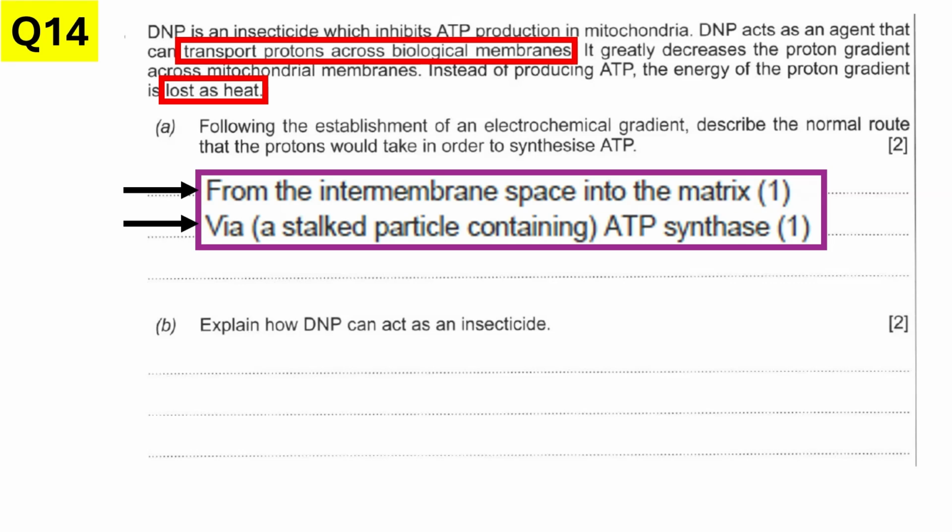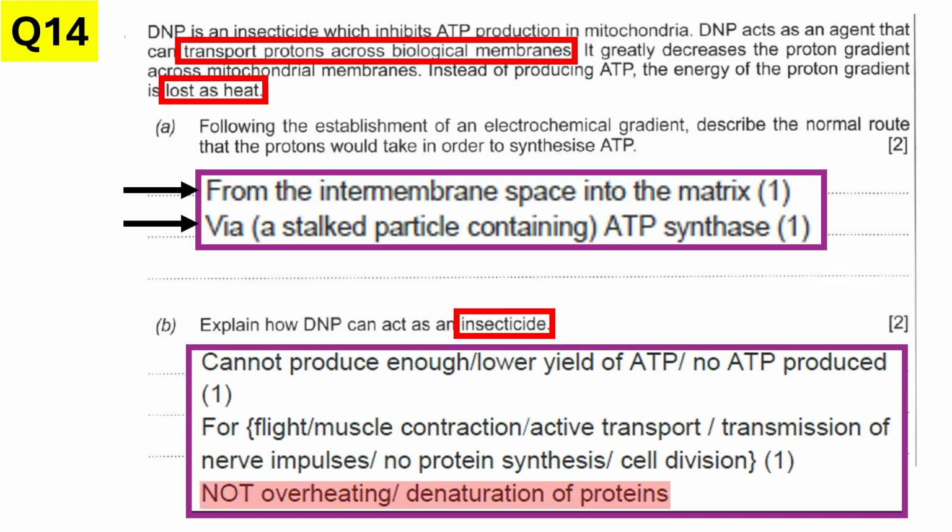But the question underneath is asking us to explain how DNP acts as an insecticide. So an insecticide is any molecule that can cause the death of insects, which might be pests, for example, on cropland. So in order to act as an insecticide, DNP, because it's diminishing the electrochemical gradient, it means fewer molecules of ATP are being made by ATP synthase. So we can have the idea that not enough, a lower yield, or less, or even no ATP is being produced by oxidative phosphorylation, but we need to reference why it's causing death of the insects.